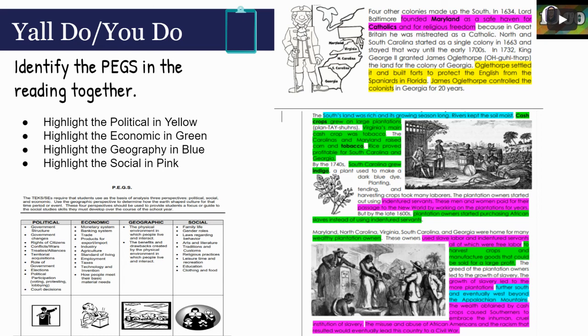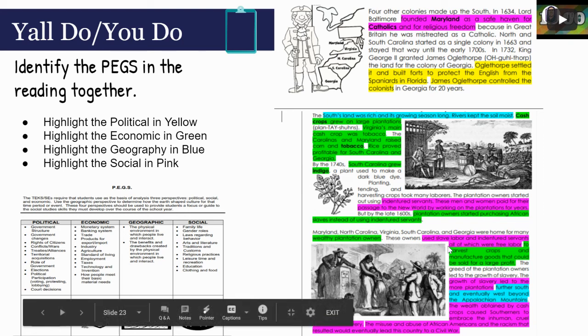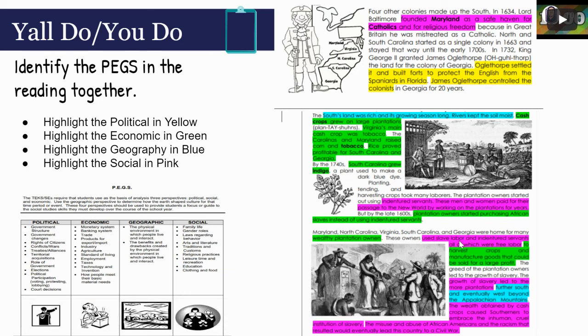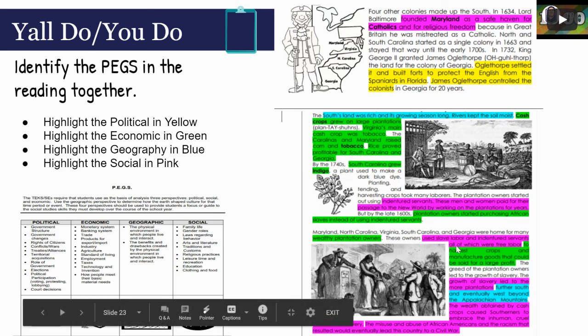So it's wealthy plantation owners. Because I own, I have property rights. I am a part of business. That's a business. So wealthy plantation owners, and that's economical. These owners used slave labor and indentured servants, all of which were free labor. So now see how here this is labeled in pink as social. It's a class system. But again, both of these are economical.